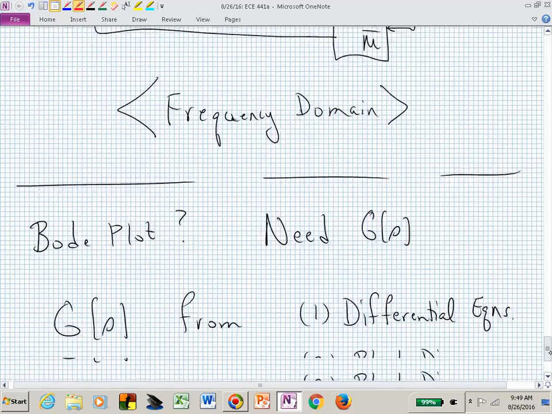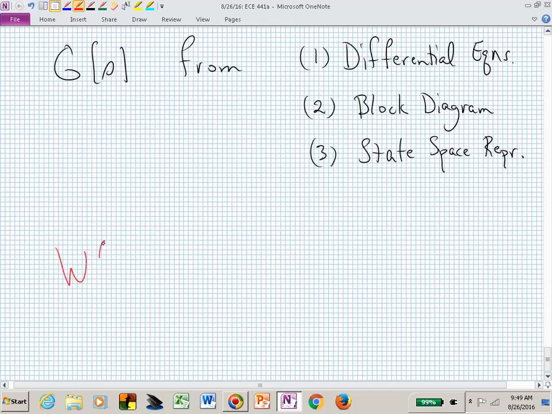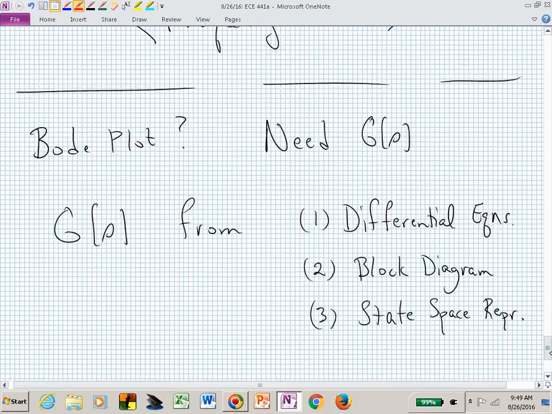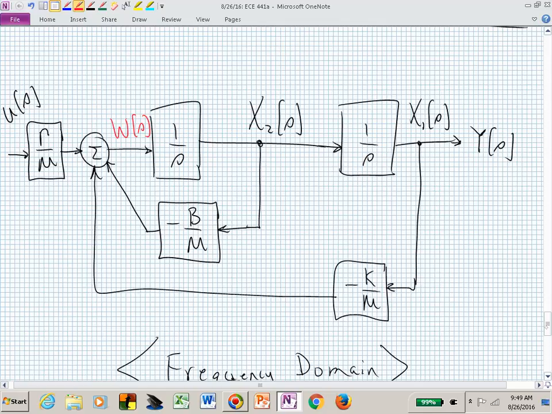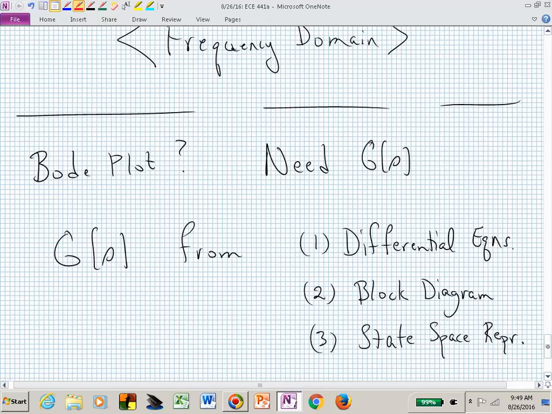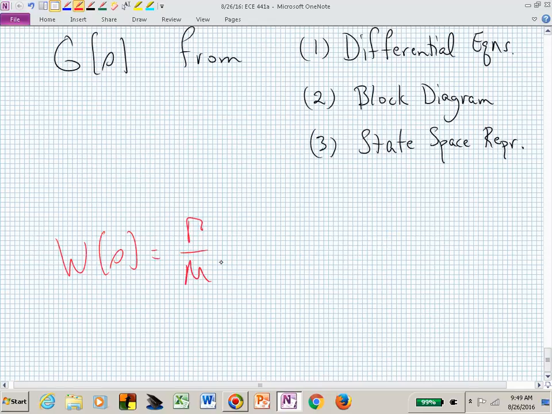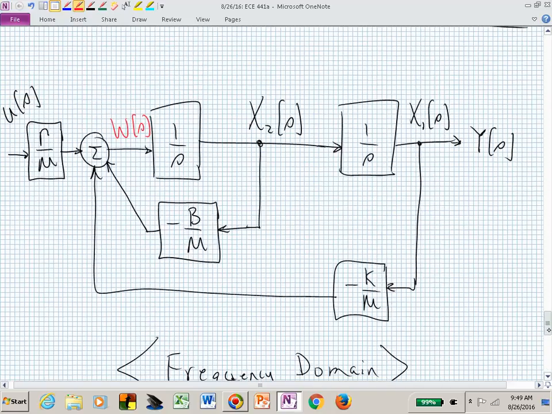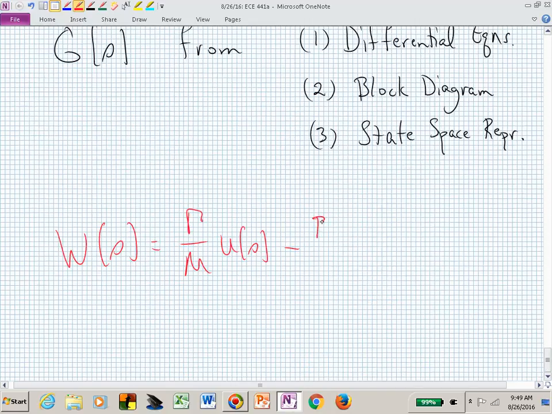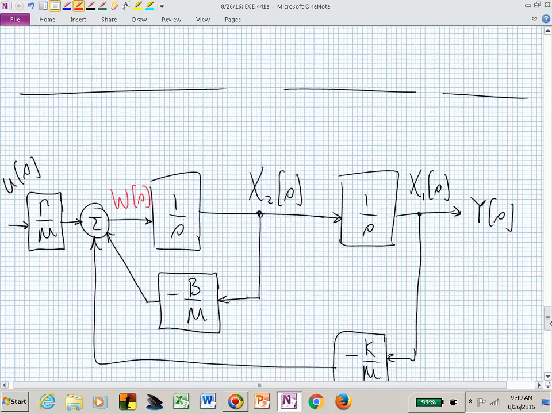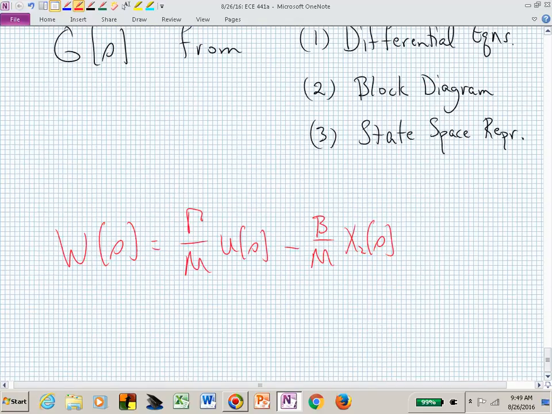Meaning, let's look at W of s. Maybe I didn't say that right. W of s is equal to, and now just add up all of the different inputs that generate that output. It's gamma over mu, minus b over m x sub 2, minus k over m x sub 1 of s.